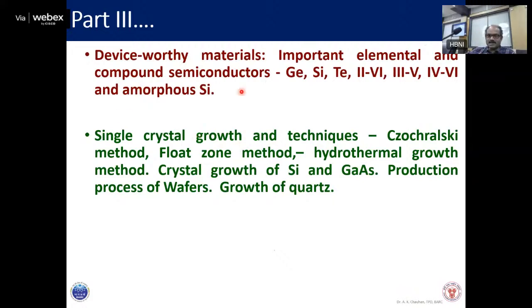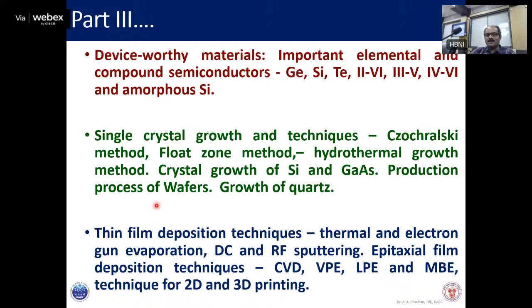So these are the semiconductors. These are the methods which are very commonly used for growing single crystals. And then there is another method of making single crystals in 2D format or thin film format. For that, the thin film deposition techniques are thermal and electron gun evaporation, DC and RF sputtering, epitaxial film deposition techniques, CVD, PECVD, LPCVD, and so on.